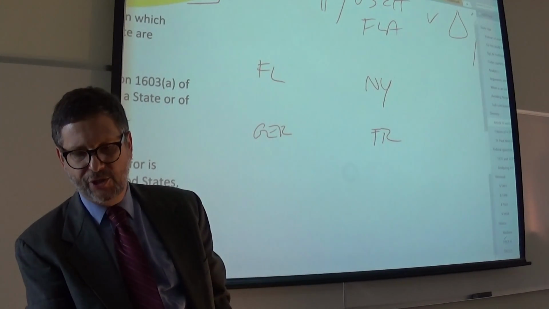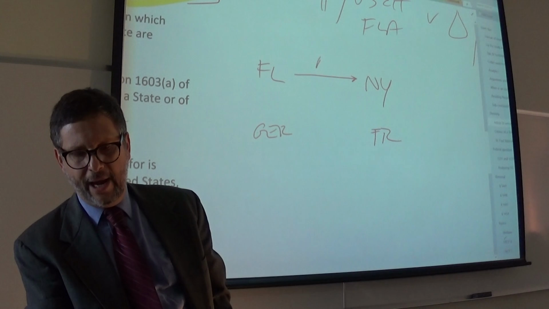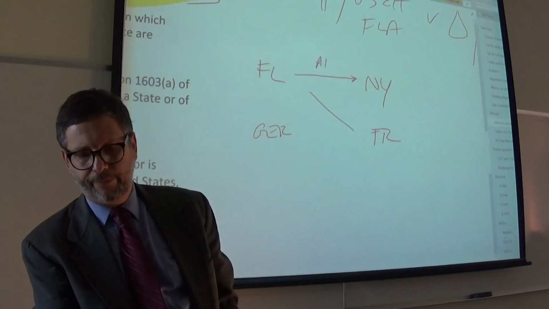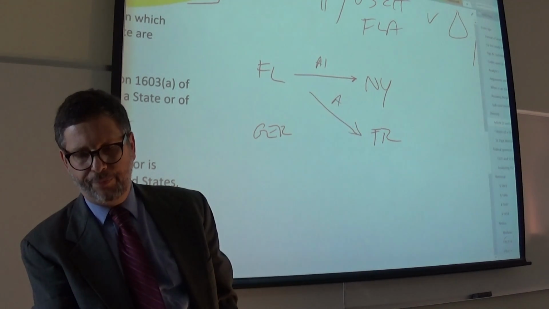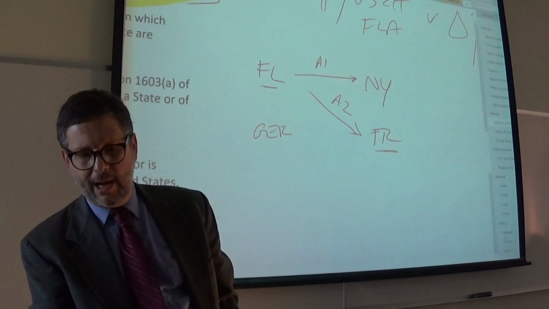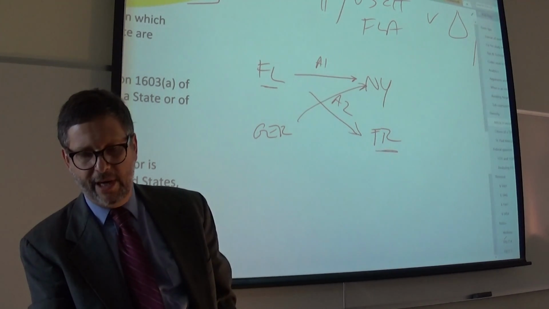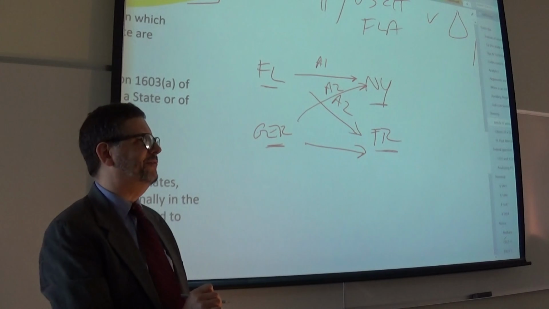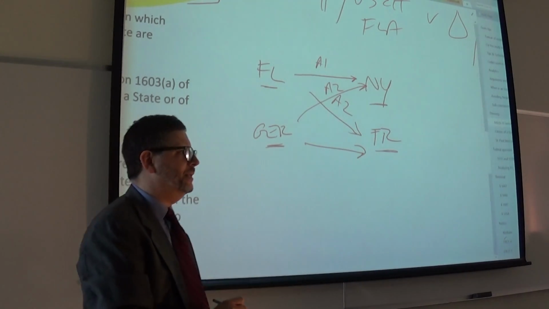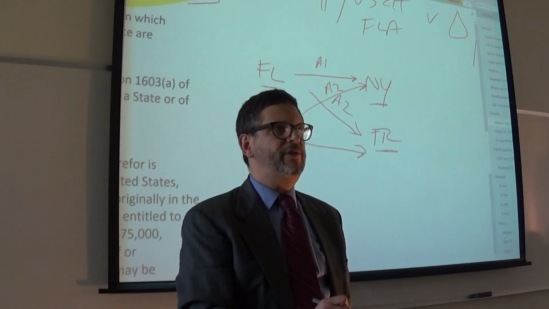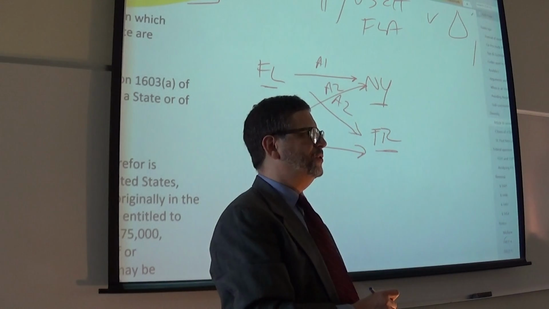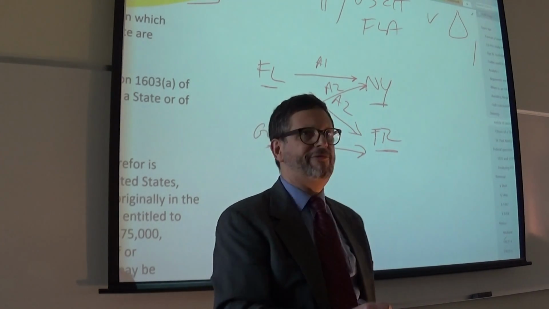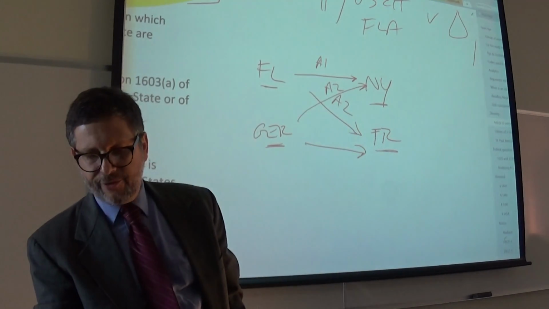So look at how this fleshes out. This is okay under (a)(1), citizens of different states. This is under (a)(2), it's a citizen of a state versus a foreigner. This is also okay for the same reason. Here we have a foreigner versus a citizen of a state, (a)(2). Now look at this. This is a foreigner versus a foreigner, right? So (a)(1) doesn't count because it's not citizens of different states. (a)(2) doesn't count because it's not a citizen of a state versus a foreigner. This is where (a)(3) kicks in.